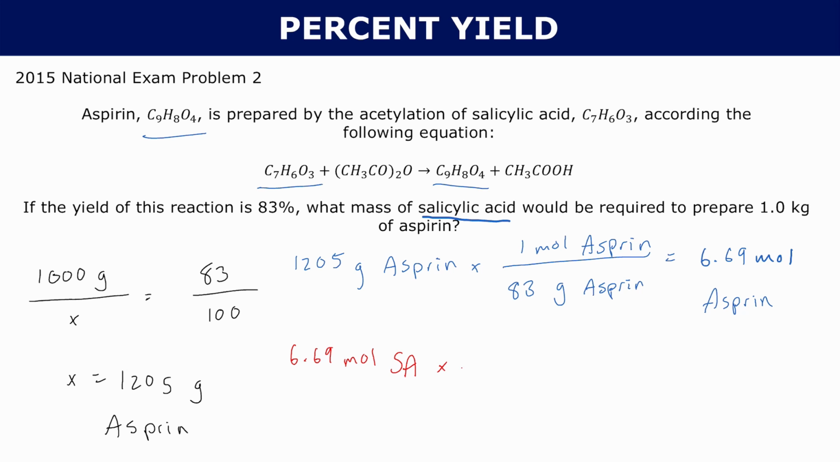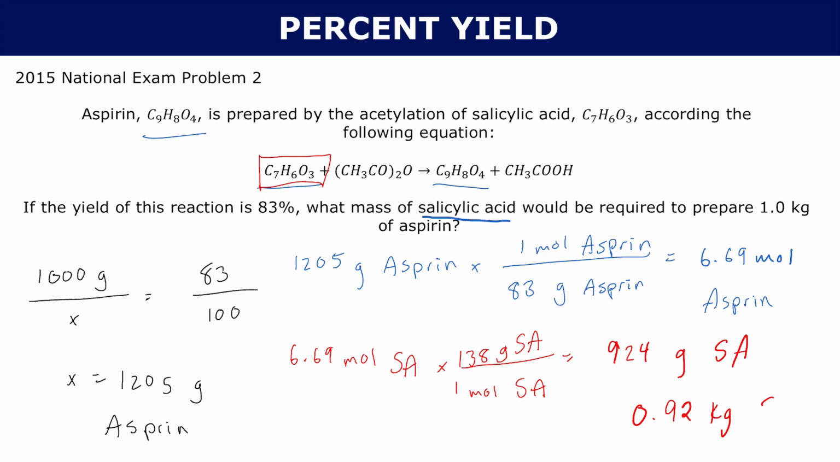So all that there's left to do is find the mass of 6.69 moles of salicylic acid. In order to do that, we need to multiply by the molar mass of salicylic acid. Since salicylic acid has a chemical formula of this, it has a molar mass of 138 grams. And so this all comes out to about 924 grams of salicylic acid. But the real answer, if you're doing this on the test, the answer choice that you would go with is 0.92 kilograms of salicylic acid. And that is your answer.